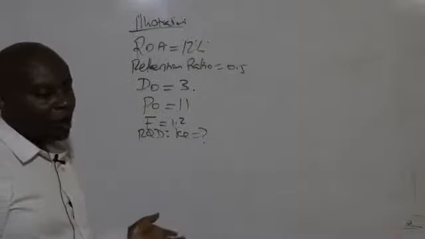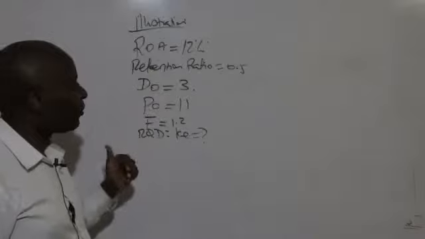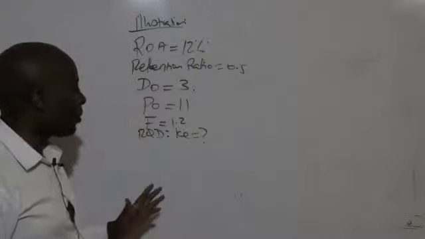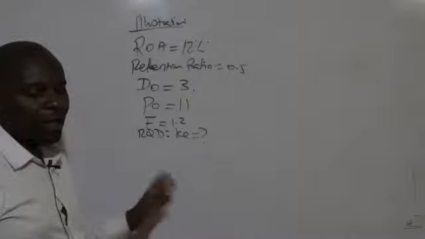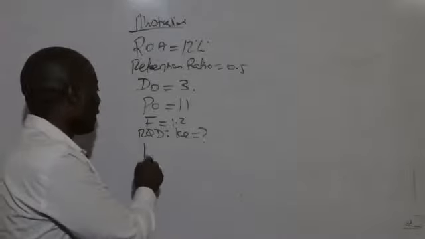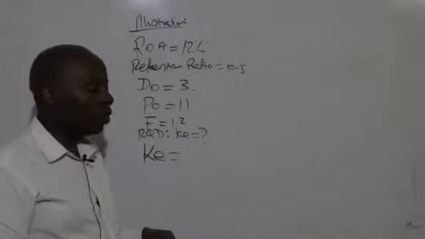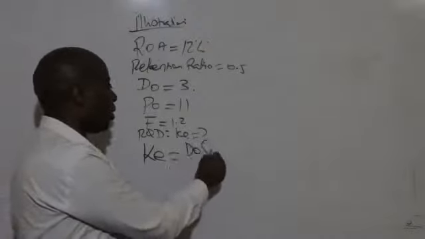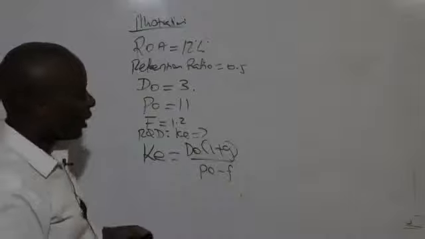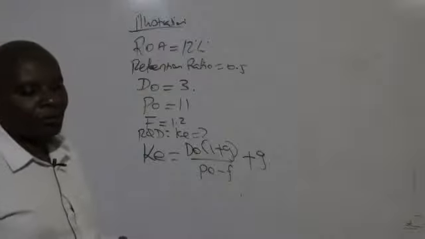ROA. ROA stands for what here? Return on assets. We have retention ratio. We have DO. We have PO. We have the flotation cost of 1.2. We have here the requirement KE. The only thing that I will be able to do for you is to remind you the formula of getting KE. To get KE, we normally talk of PO into 1 plus G all over PO minus any flotation cost, plus G.